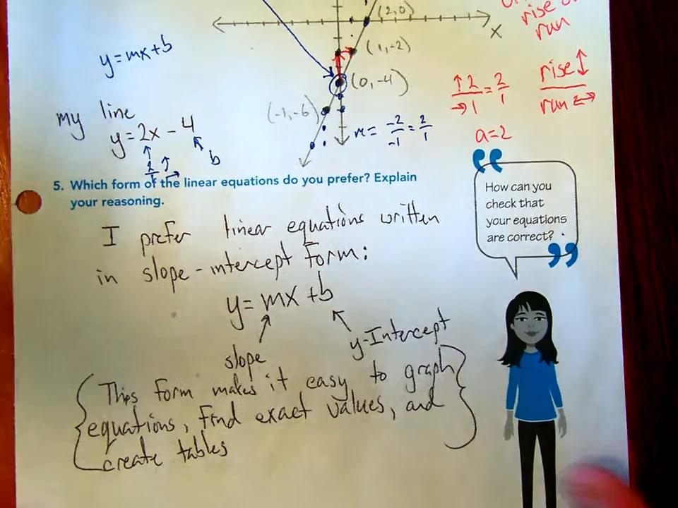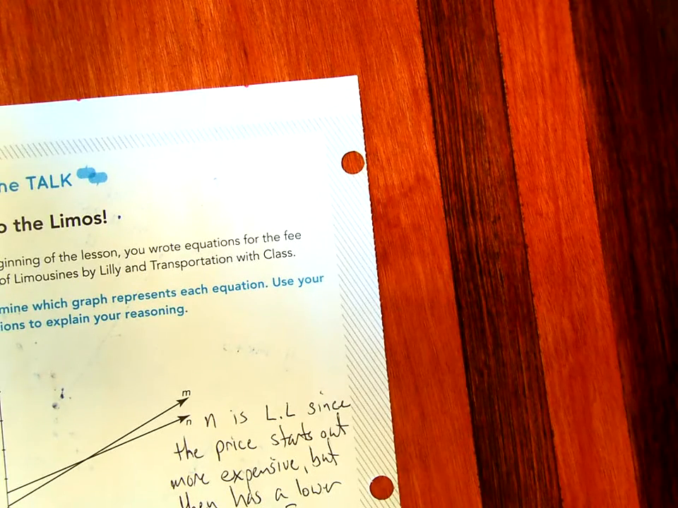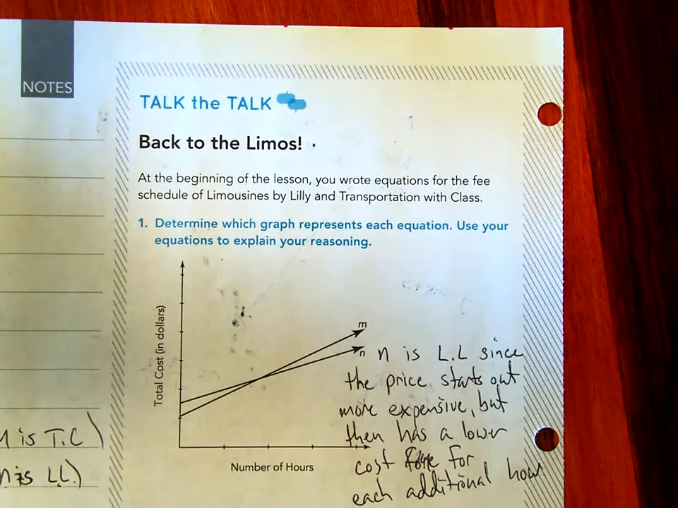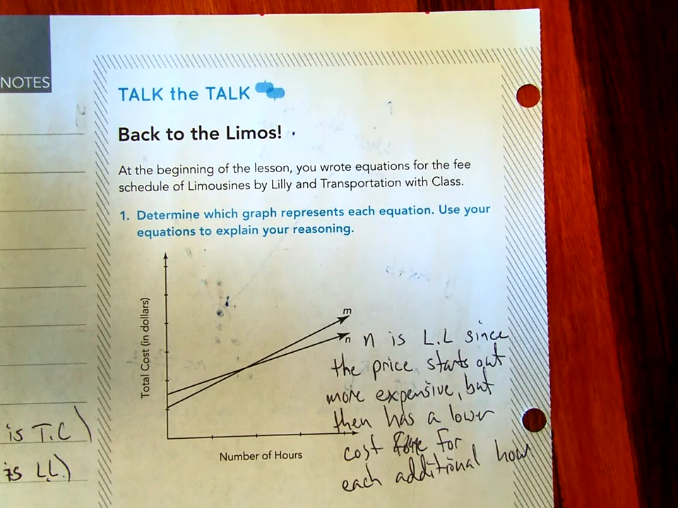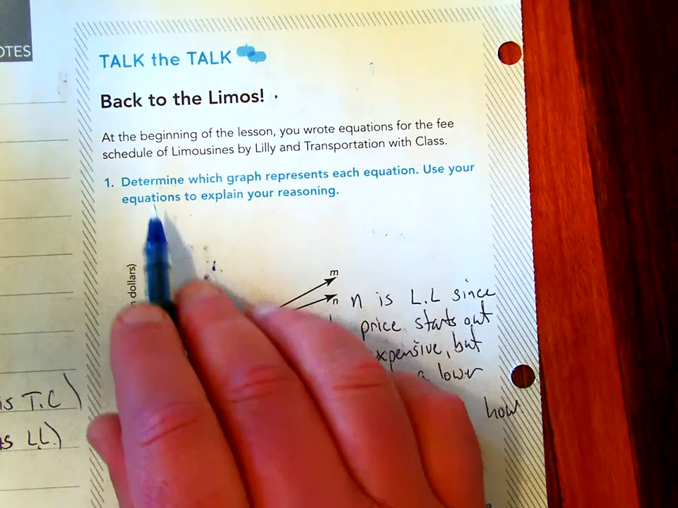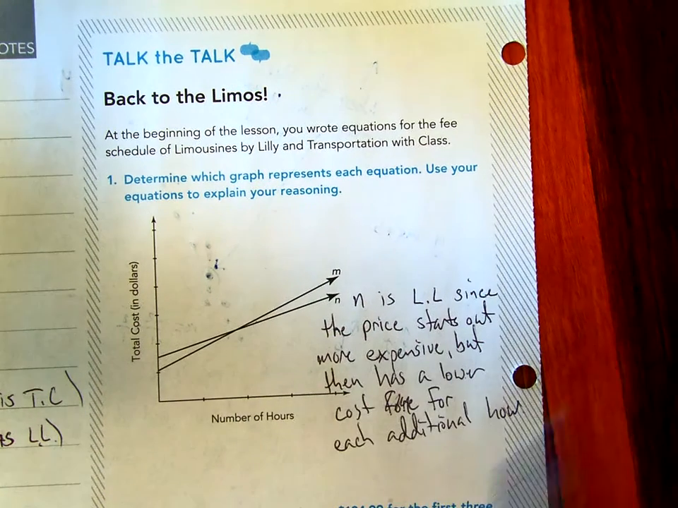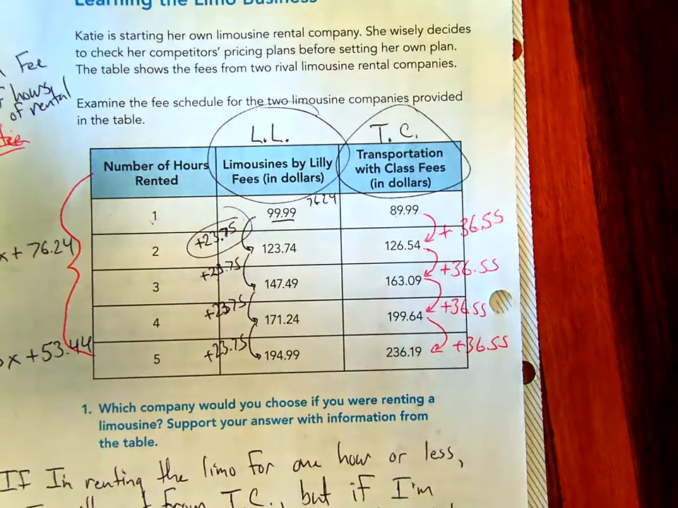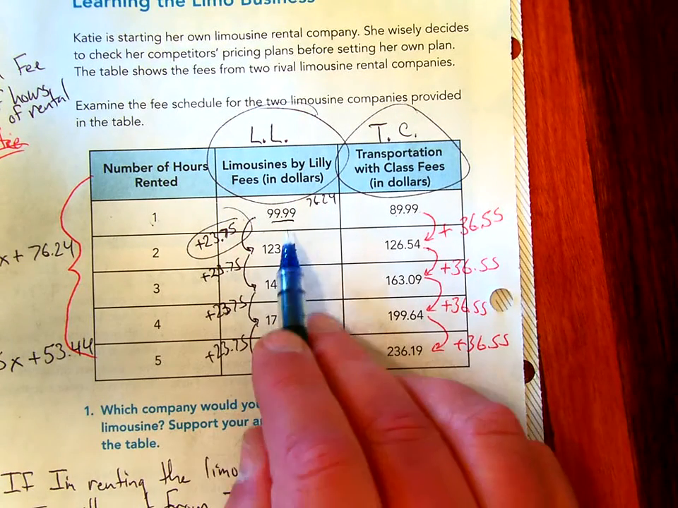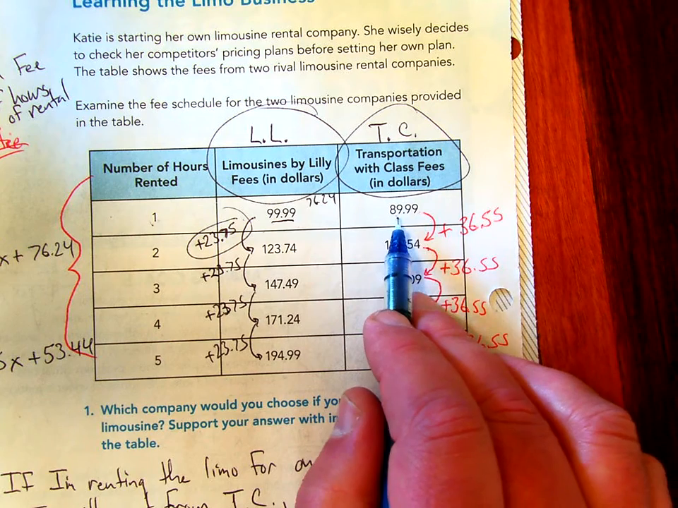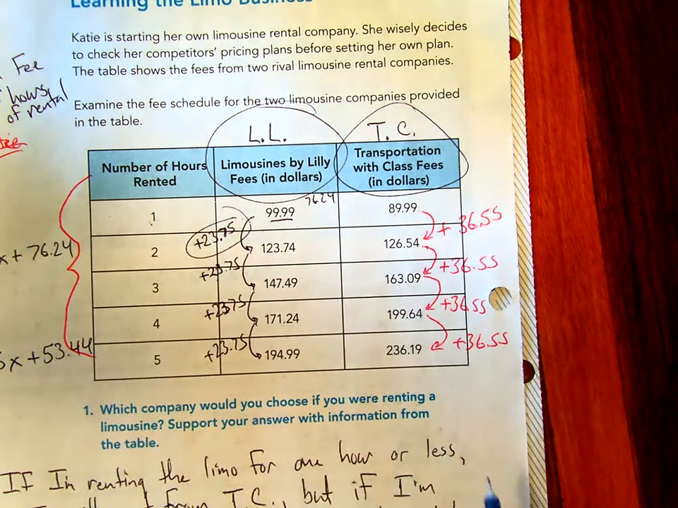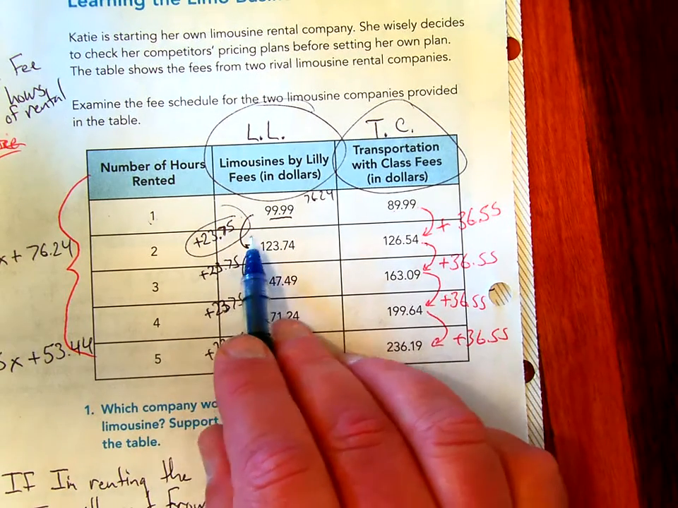Back to limos, page 150. At the beginning of the lesson, you wrote equations for a fee schedule for Limousines by Lilly and Transportation with Class. Determine which graph represents each equation and use your equations to explain your reasoning. Well, let's take a look at, I'm going to go back to that page as well. Here we are. So, Limousines by Lilly. The first hour was $99. Transportation with Class, the first hour was less. And when we wrote these in slope-intercept form, again, that still held true. So this is less than this.